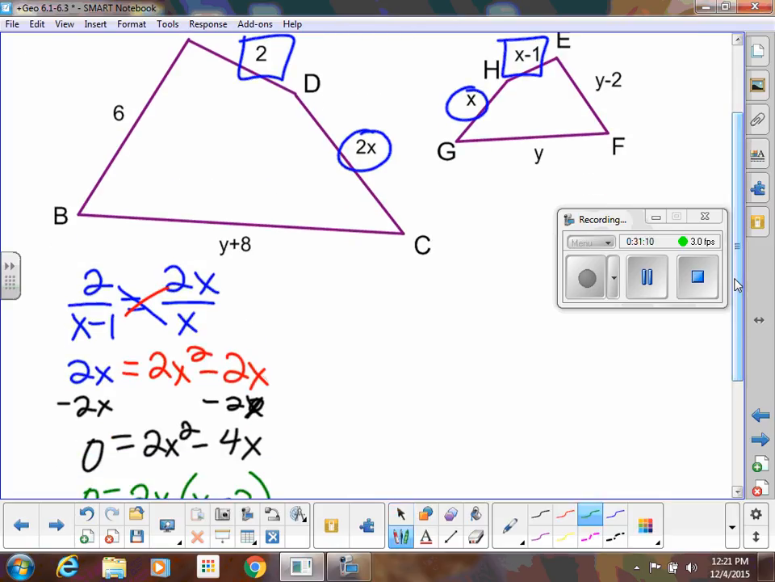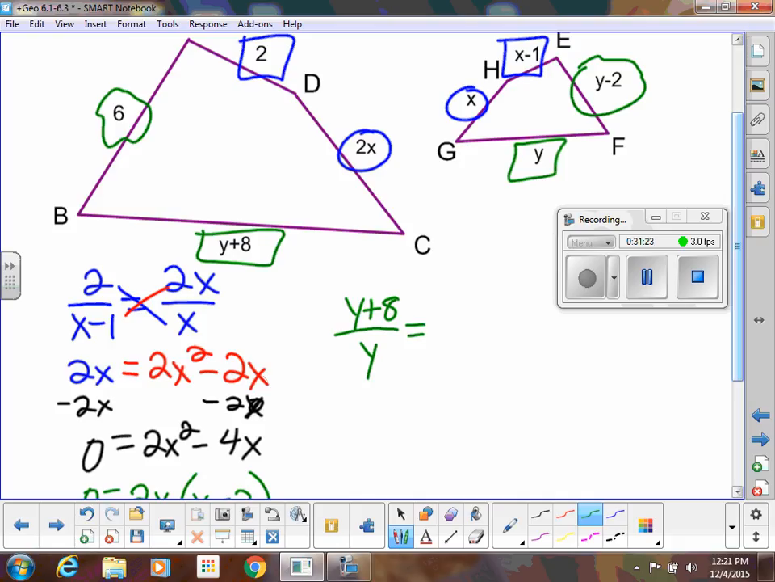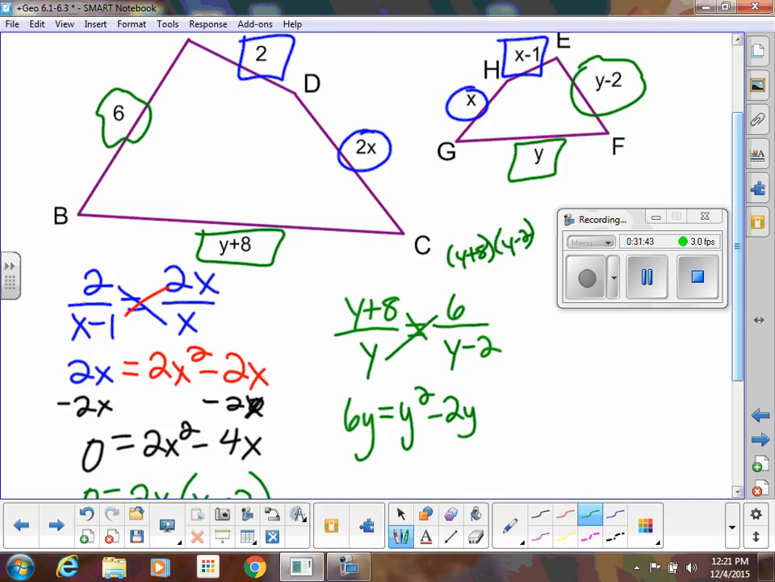I would have y plus 8 is equal to y, and then 6 is not equal, they're matching up. So y plus 8 over y is equal to 6 over y minus 2. All right, so again, we're cross multiplying. On this one I get 6y. Over here I have to FOIL, so remember I'm doing y plus 8 times y minus 2. So I'm going to get y squared minus 2y plus 8y minus 16.